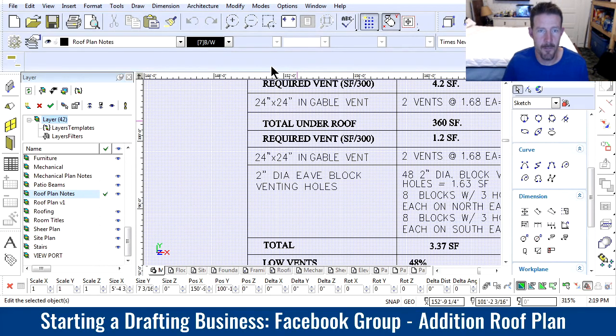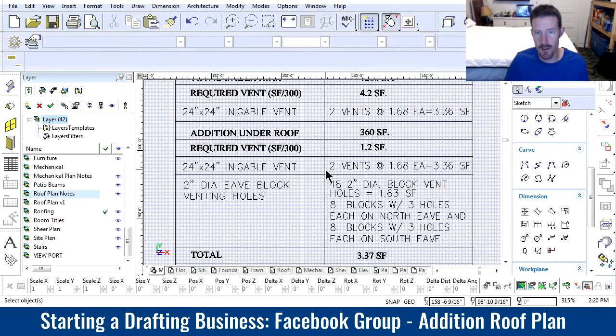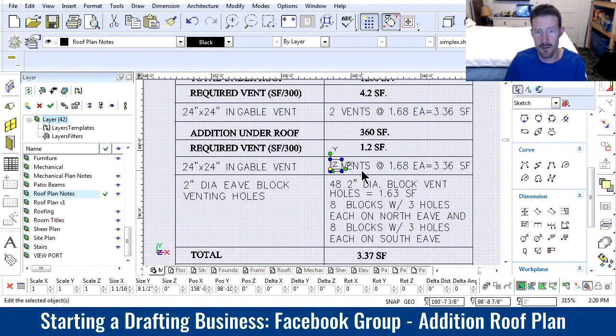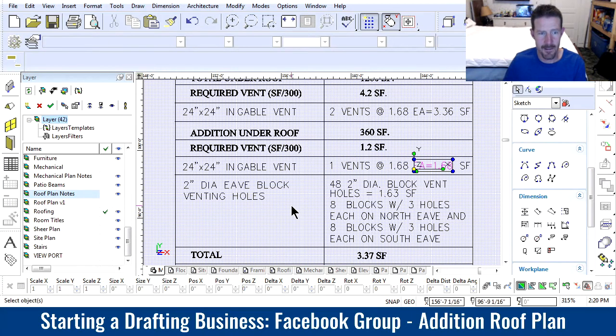This is going to be total under roof. This is under roof. This is addition. Addition under roof. Addition under roof. Required venting, same. So this is going to be one vent. Yep. 1.68. Okay.